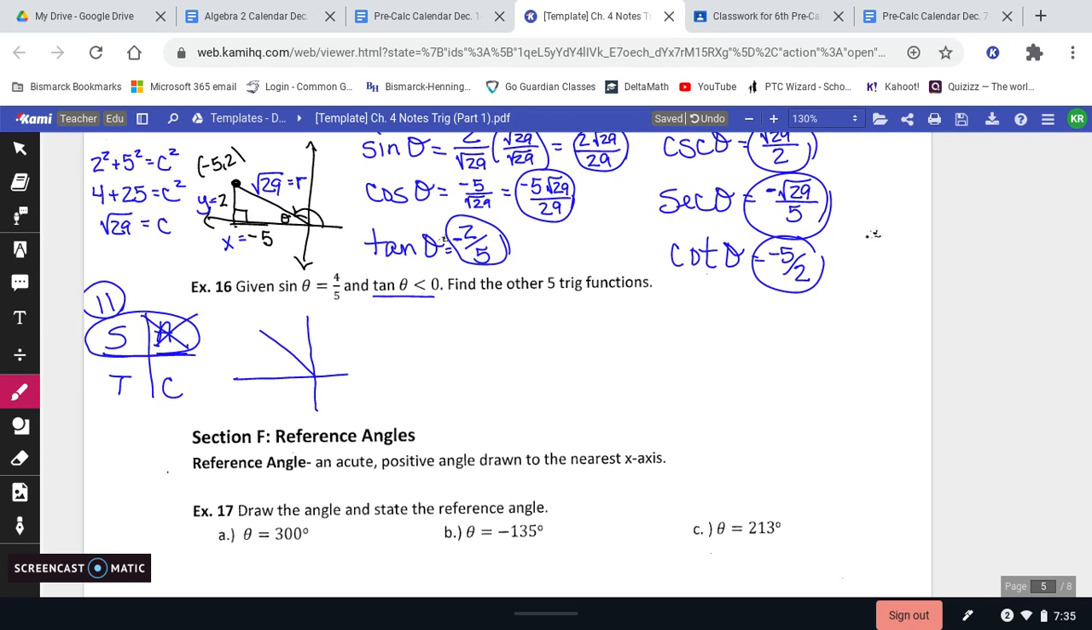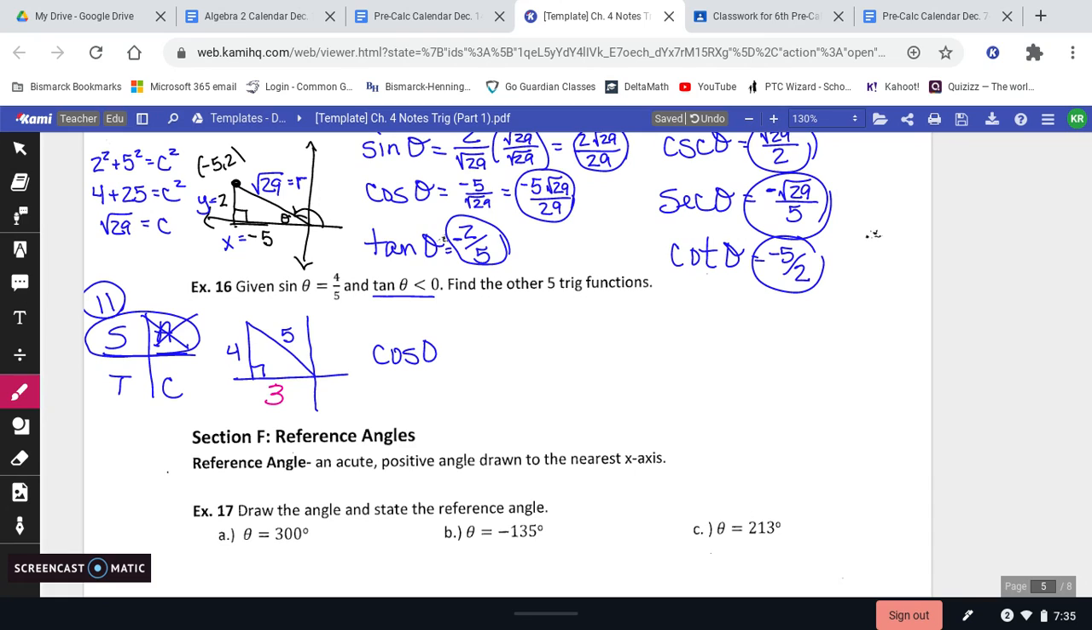So when I go to set up my triangle, my sine, opposite over hypotenuse, would be 4 is my opposite, 5 is my hypotenuse. Okay, Pythagorean theorem to get the other side, or if you recognize it as a Pythagorean triple, that side will be 3. Now you can find your other trig functions.